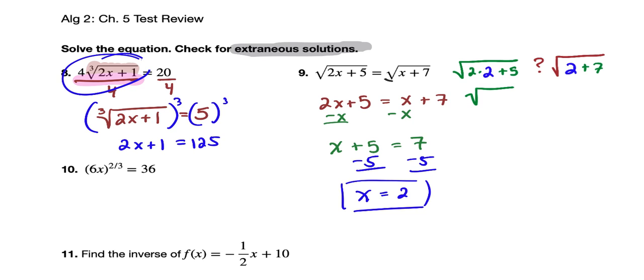Left-hand side, that's 4 plus 5, or 9. Does that equal the square root of 9? The answer is yes. 3 equals 3, or root 9 equals root 9. So we're guaranteed that 2 is our solution.